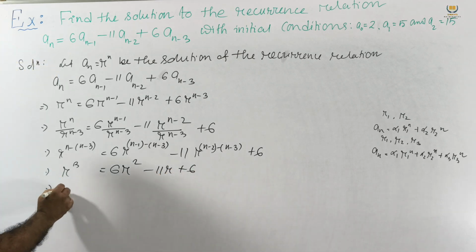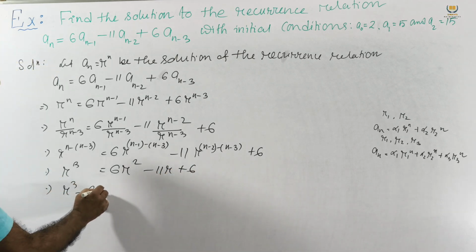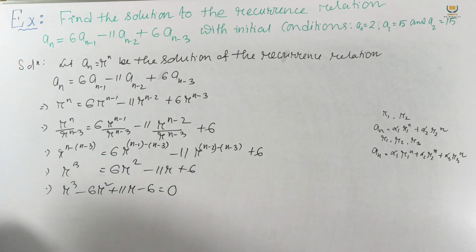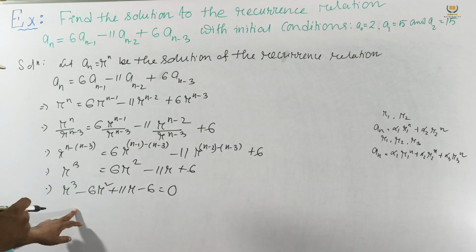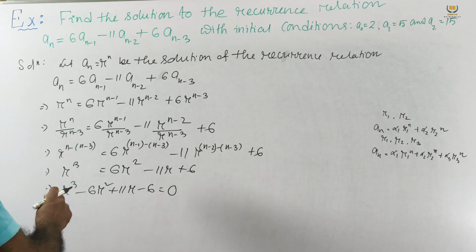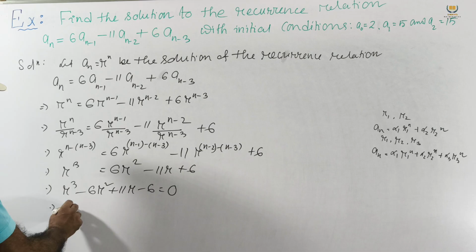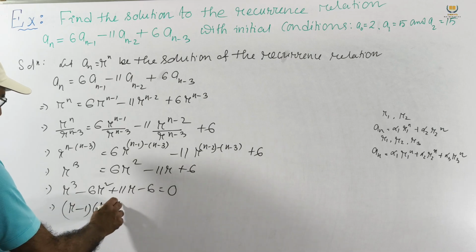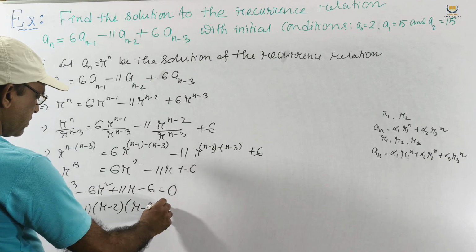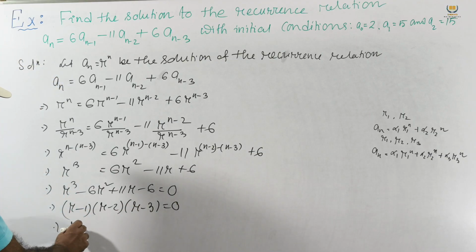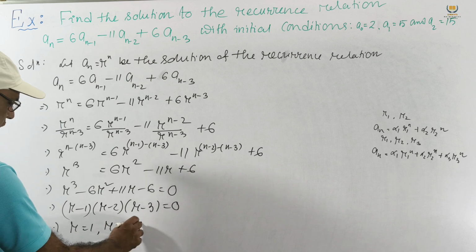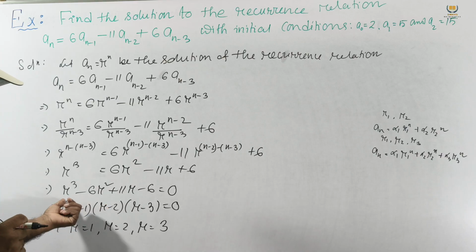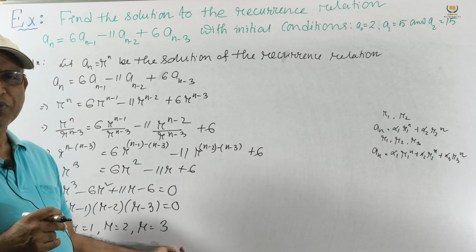Taking everything to the left hand side, r cubed minus 6r squared plus 11r minus 6 equal to 0. Now this is a cubic equation, so it has 3 roots. The roots will be r minus 1, r minus 2, r minus 3 equal to 0. Then obviously r equal to 1, r equal to 2, r equal to 3. I have written the answer directly because I know the answer.